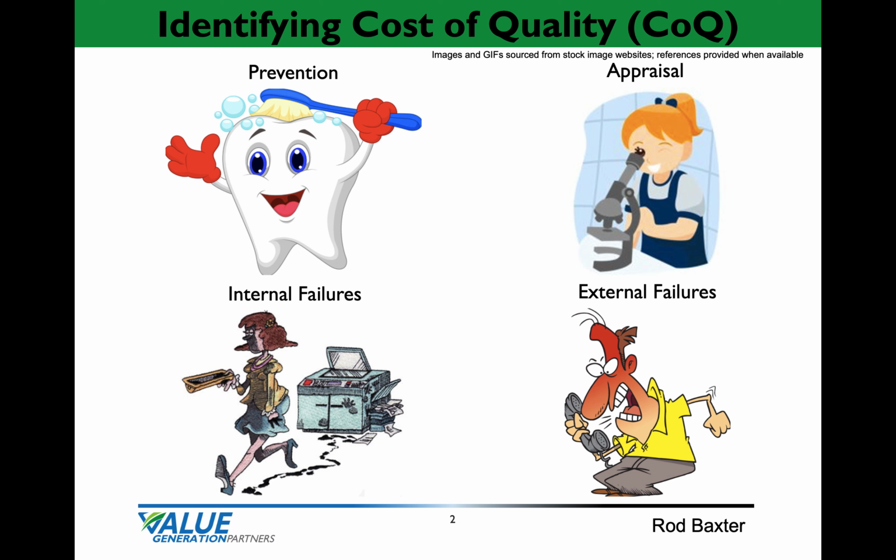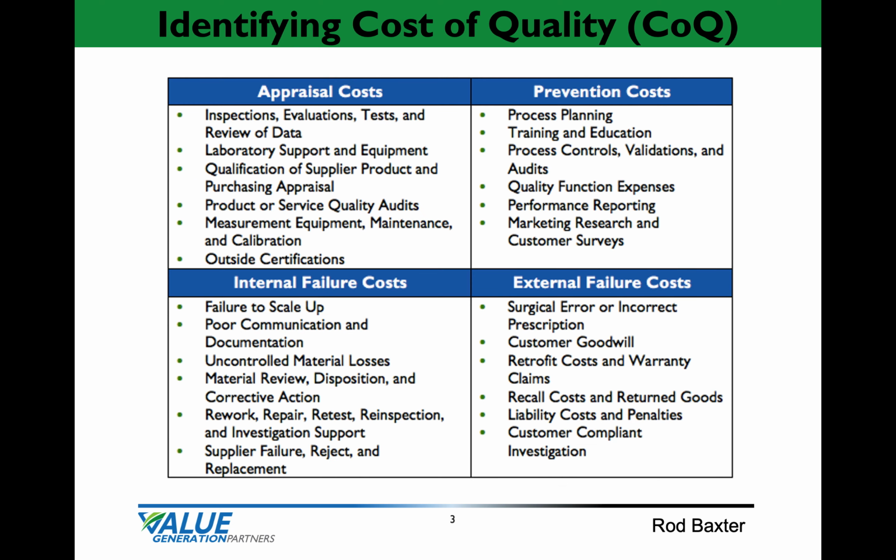External failure costs, where we would least like to spend money. These are activities associated with a product or service not meeting standards or customer requirements, but it got delivered to the customer. The worst cost of all, external failures. The best investment, prevention costs. Let's look at some more examples around these costs, starting with prevention.